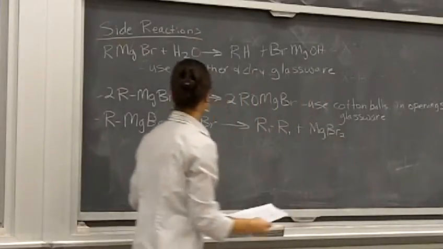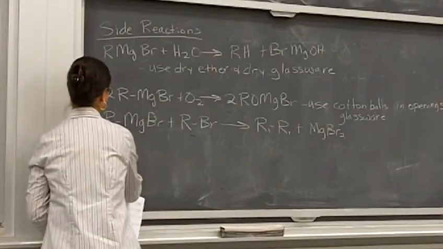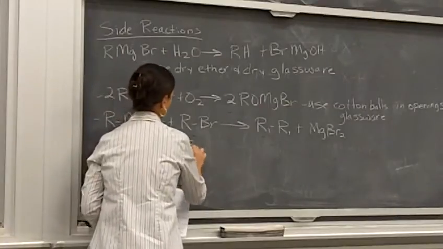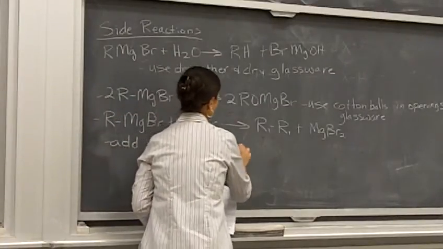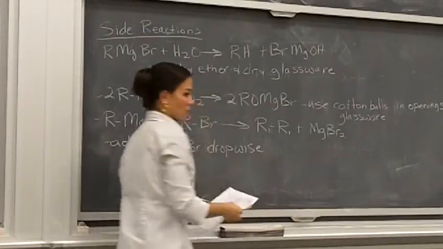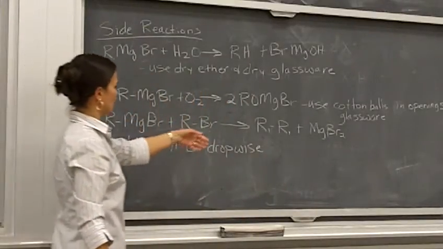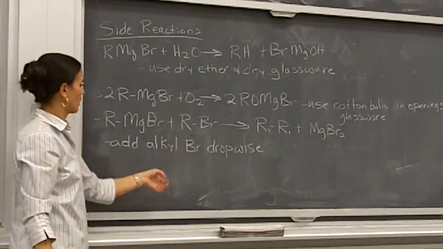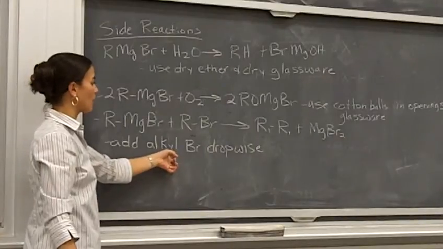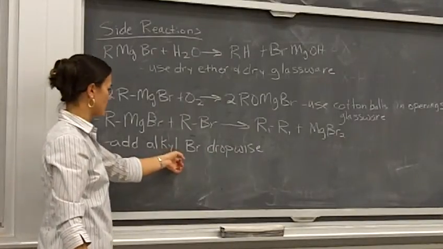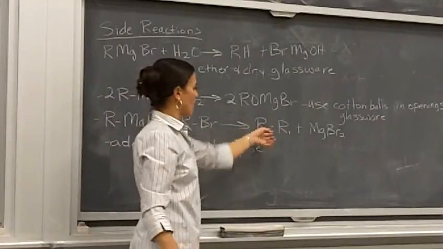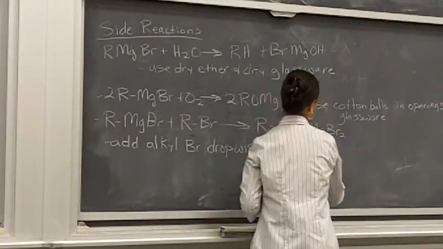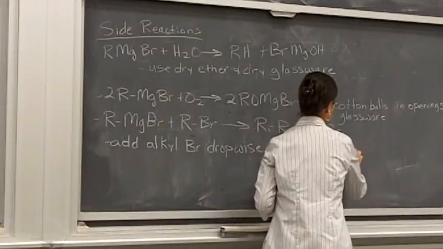So what we are going to do to prevent this from happening is add our alkyl bromide dropwise. You don't want to add it into your reaction all at once because of this problem, but also because your reaction is going to get super hot really fast, okay? So we need to add our alkyl bromide dropwise. That will control this problem. It's also going to control the heat of the reaction, because we've actually got an exothermic reaction taking place.